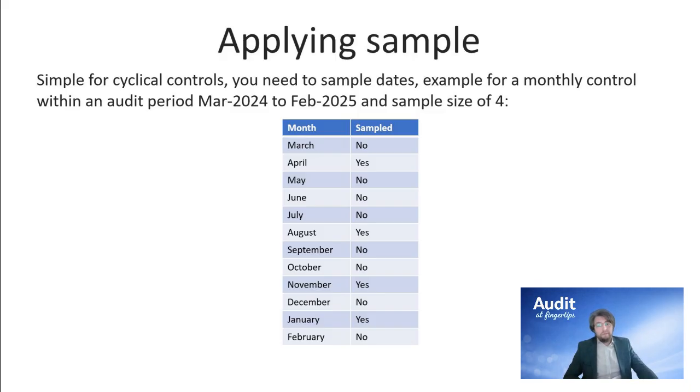And just pick specific lines, sample specific lines where you want to see the controls. You may apply them randomly, you may apply some knowledge for the month selections, but you should end up with at least 4 months. And for those 4 months, you should request the evidence.